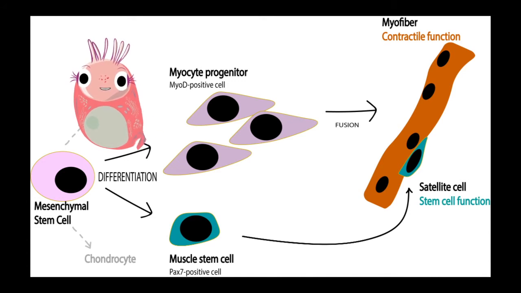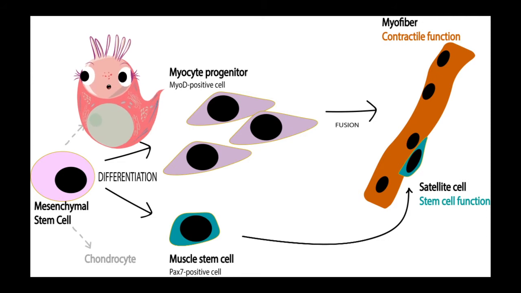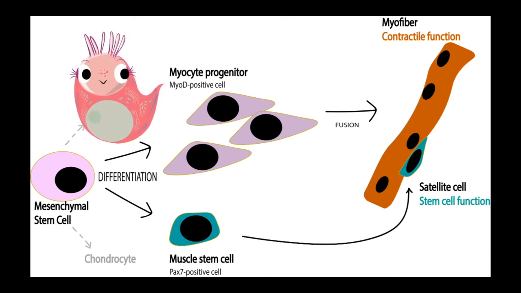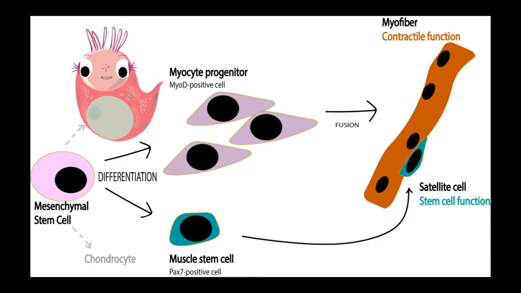The differentiation occurs under the control of specific signals that come from the exterior, so it can be dissolved molecules like growth factors, or it can also be signals from the extracellular matrix, so molecules in the environment of the cell that will contact the cell and induce a signal of differentiation.